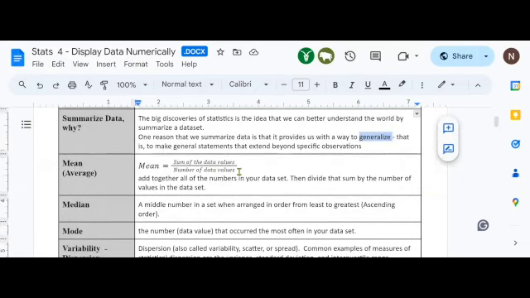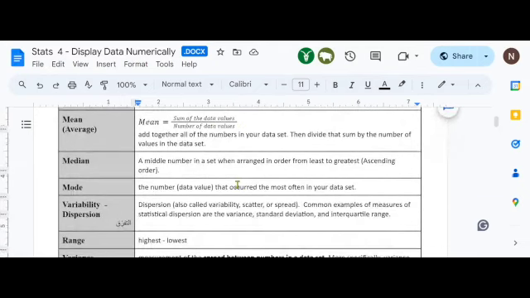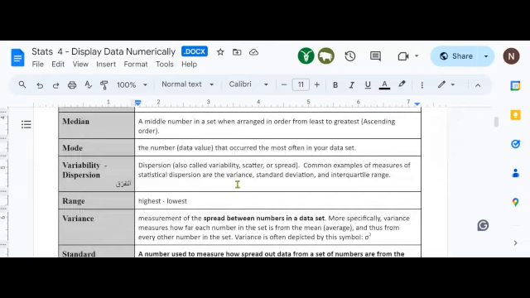How can we calculate the mean? The sum of the data divided by the number of data. Median, how can I get the median? It is the middle number in a set arranged in order from least to greatest. So the first thing you should do is put the numbers in order first. Mode is the number that occurs the most often in your data set.